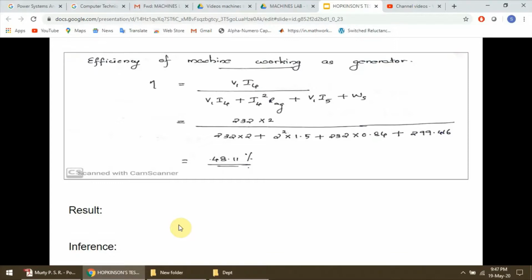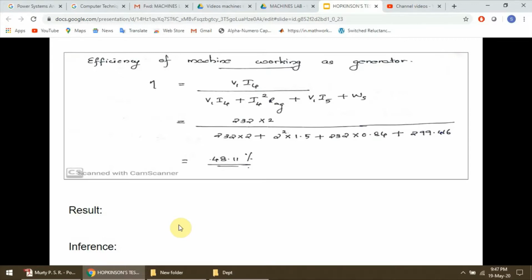Now coming to the disadvantage of this method, one of the biggest disadvantages here is the requirement of identical DC machines. You cannot get two identical DC shunt machines. Even in the experiment we have seen, we are not using exactly identical machines, because the availability of exactly identical machines is very low. So we have used nearly identical DC machines. That is one of the limitations of this test.